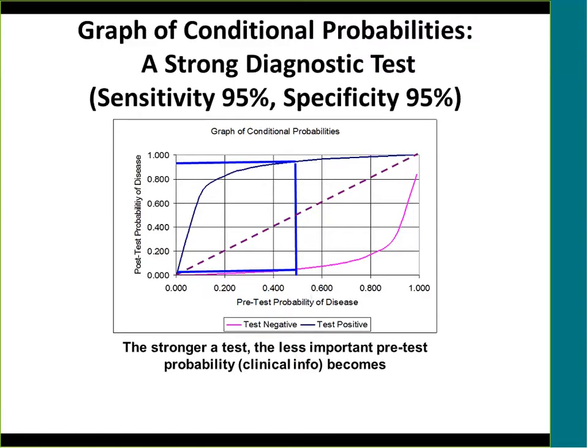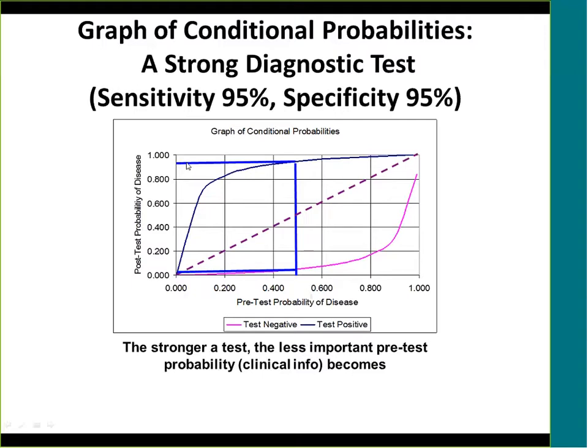Now, if we look at a strong diagnostic test with a sensitivity of 95% and a specificity of 95%, so as I said, a SpPIn and SnNOut study, again we take the patient with a pretest probability of 50%, we administer a test, the test comes back as positive, and if we go over here to see what our new post-test probability is, this is probably at around 97%.